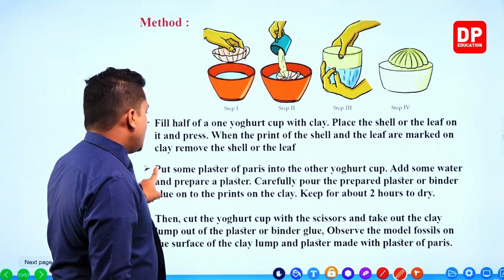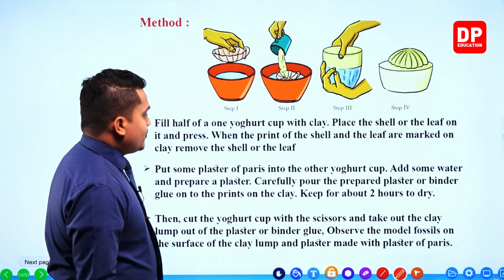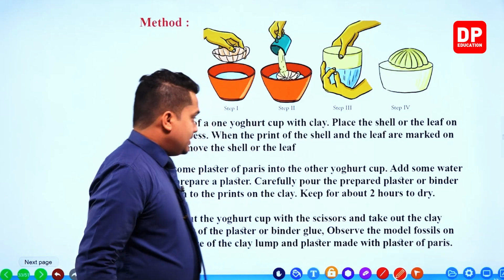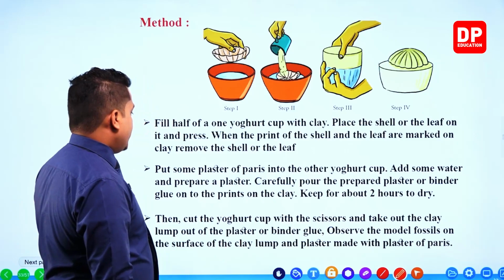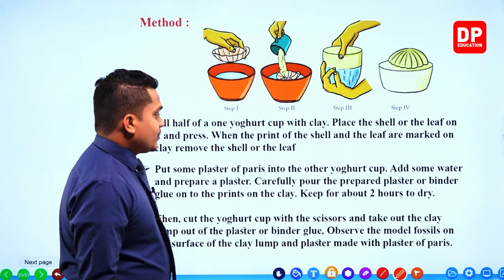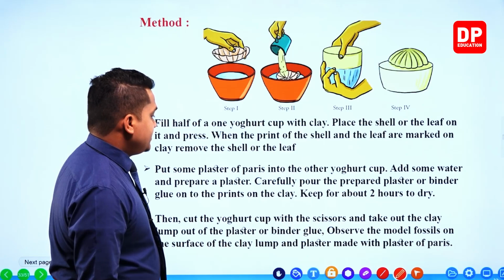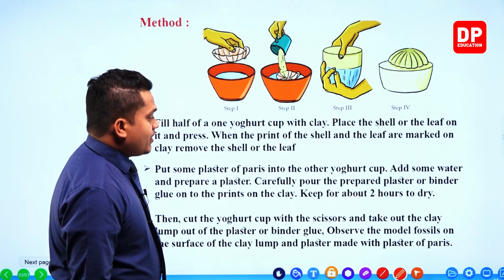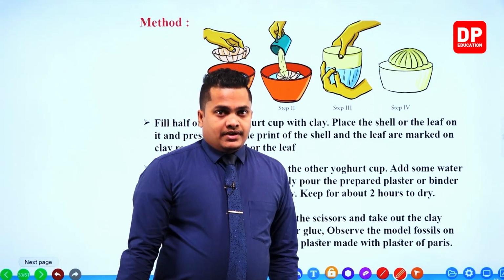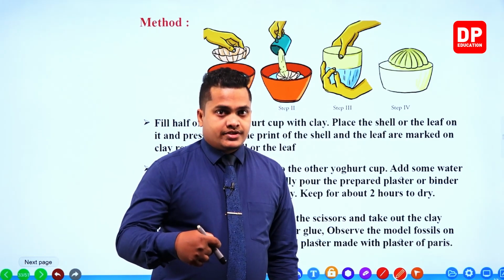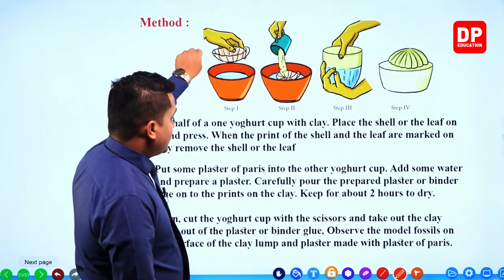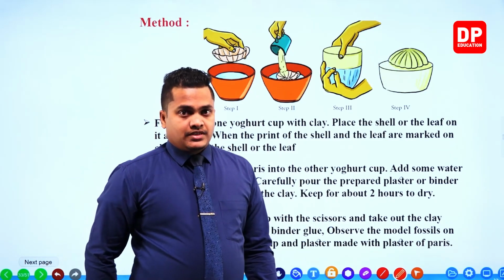Then the next one: put some plaster of Paris into another yogurt cup. Then add some water and prepare a plaster. Carefully pour the prepared plaster or binder glue on the prints on the clay. Keep for about 2 hours to dry. Now, after doing that, my dear children, what do you have to do? You have to prepare a solution by using plaster of Paris or binder glue. Then you have to add that solution to that particular space.